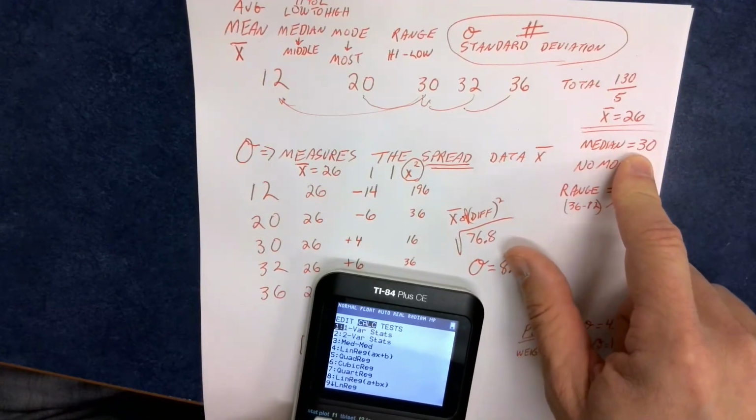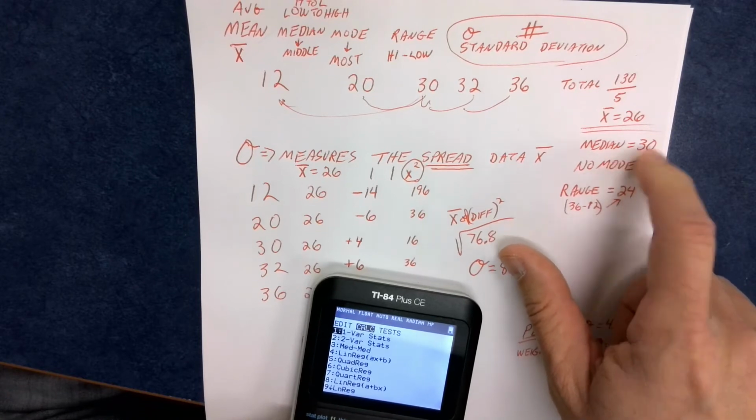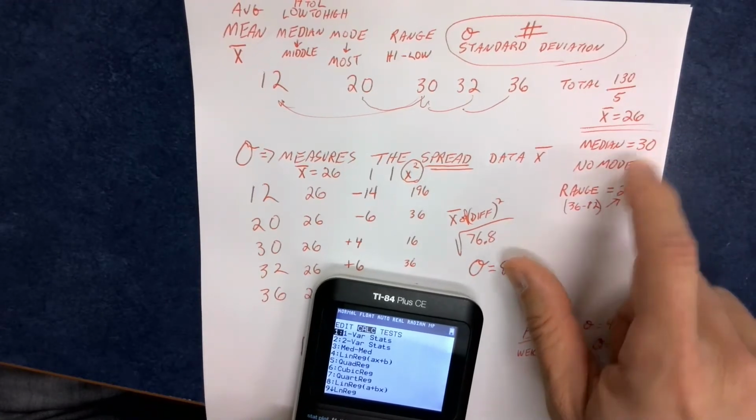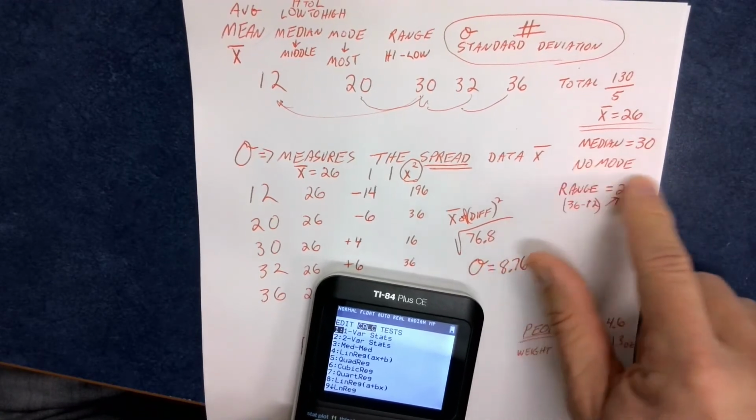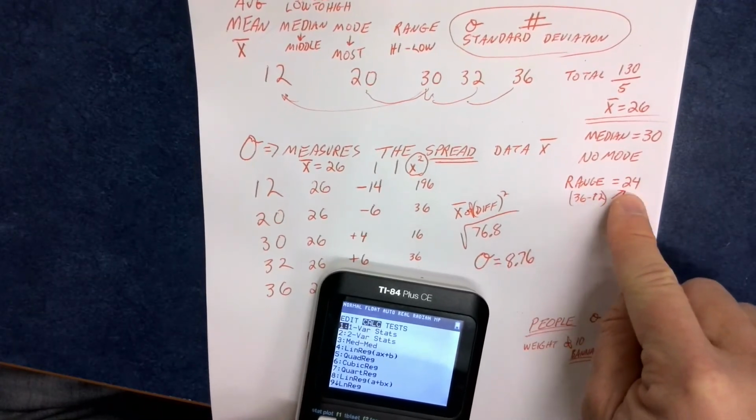The median is 30, so that means that if you got rid of your really expensive meals and your really cheap meals, the one that was in the middle was 30. We didn't have a mode, which means that we did not repeat the same price for any of the meals. And the range is $24.